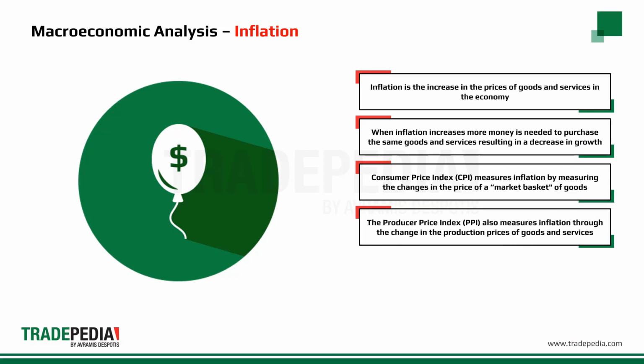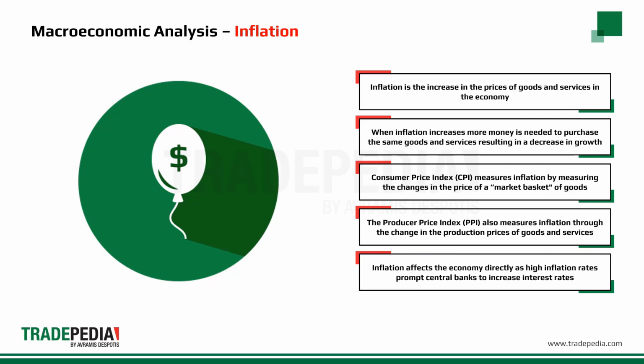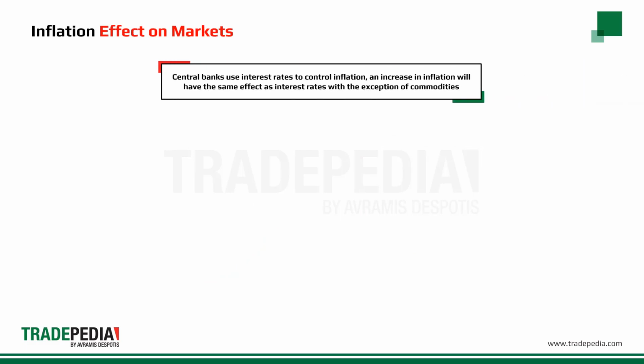Another measure of inflation is the Producer Price Index, PPI, which measures the change in the production prices of goods and services. Inflation has a direct effect on the economy, and this is because high inflation rates will prompt central banks to increase interest rates. Central banks use interest rates to control inflation.